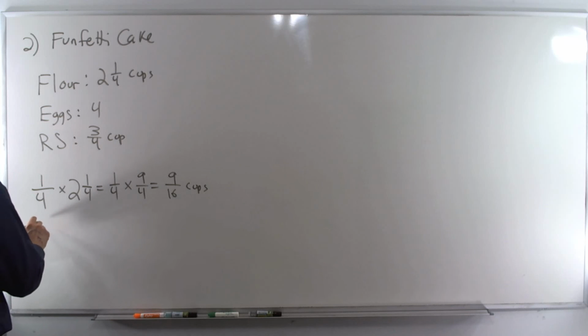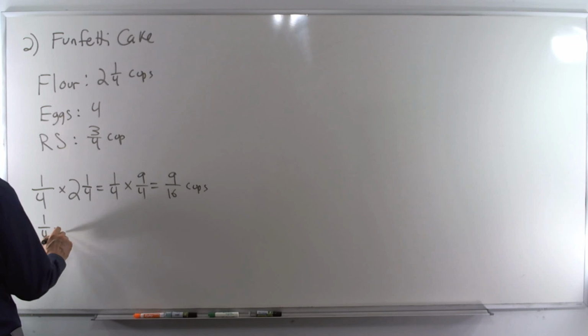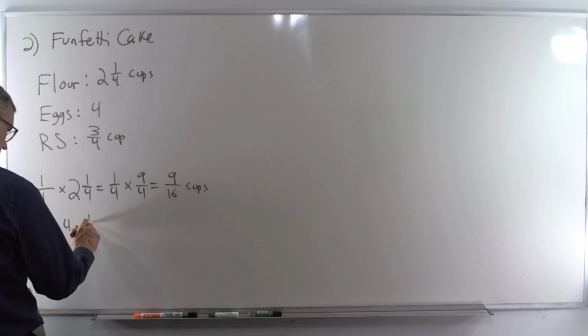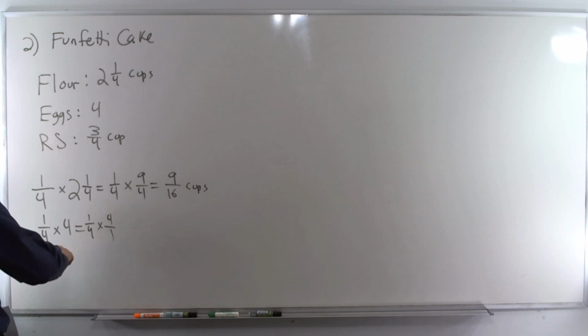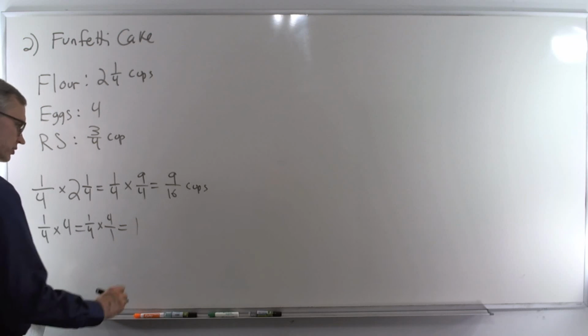Next up, eggs. 1/4 times 4 eggs. That's 1/4 times 4/1. The 4's cancel, turning into 1, so that's 1 egg we need.